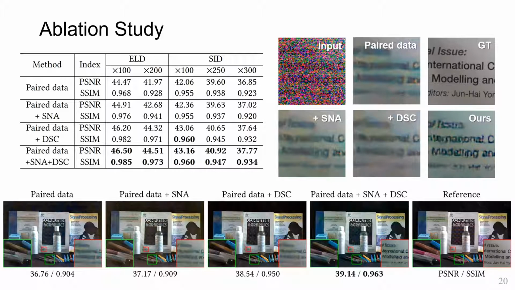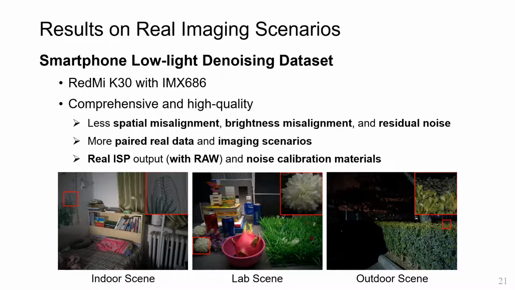SNA brings a small improvement in quantitative result while it promotes denoised images with clear texture. DSC brings a large improvement in quantitative result while it promotes denoised images with exact color. SNA focuses on improving the mapping precision while DSC focuses on reducing the mapping complexity. The combination of DSC and SNA constitutes our full learnability enhancement strategy, and it achieves the best quantitative result and visual quality. Last but not least, we evaluate the generalization of our method on real imaging scenarios.